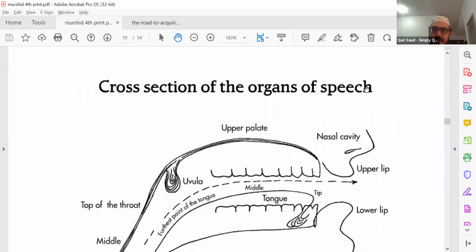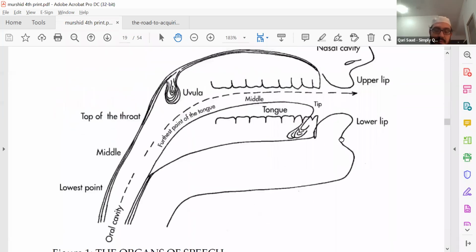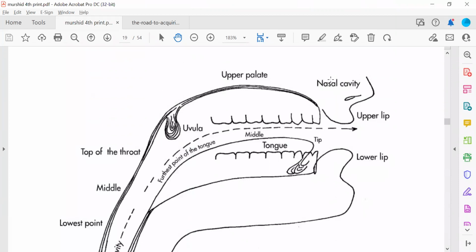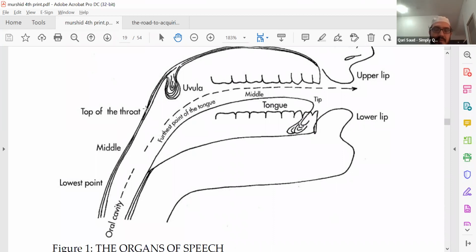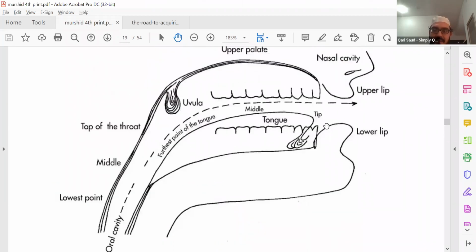So you can see here there's a picture which indicates where the letters will come out from. These are the main areas that you should know. You have the upper lip, you have the nasal cavity, and the tongue. You have the tip of the tongue, the middle, the side of the tongue, the back part of the tongue, the top part of the throat, middle and lowest part of the throat, okay? And then you have something called the oral cavity.